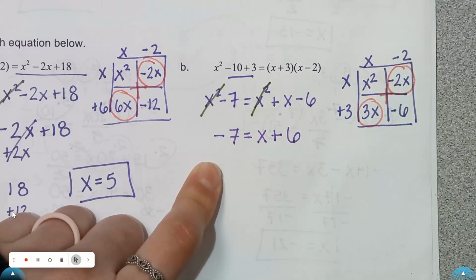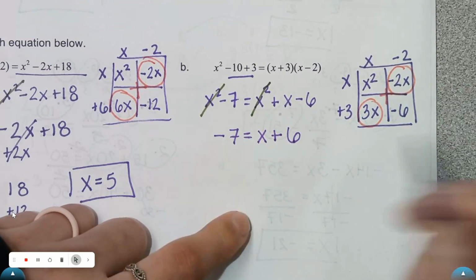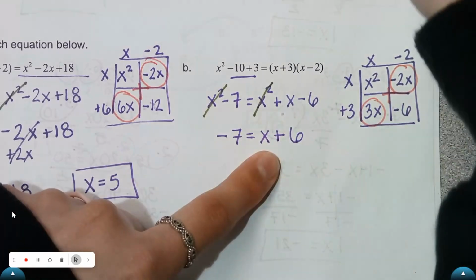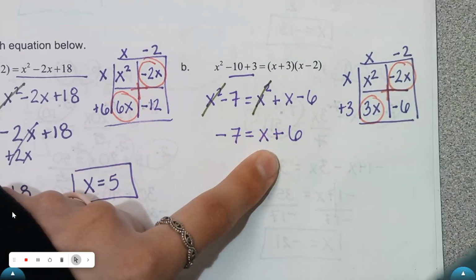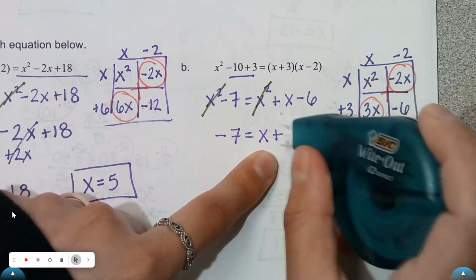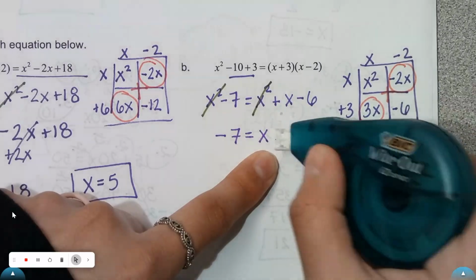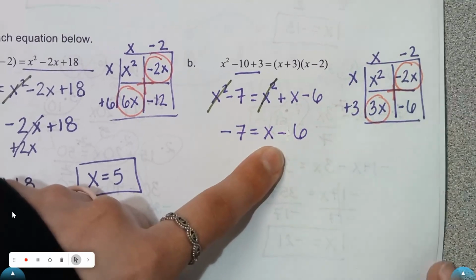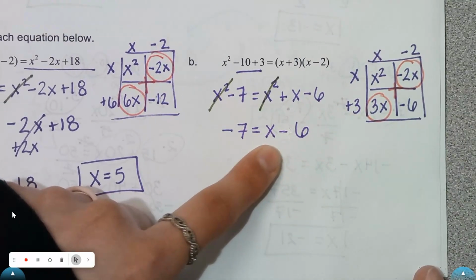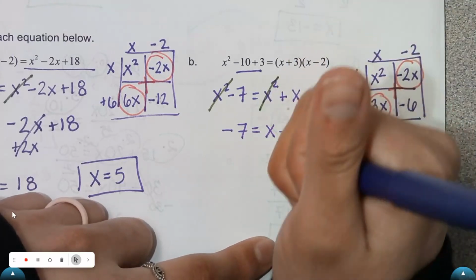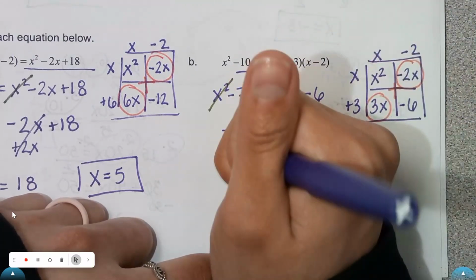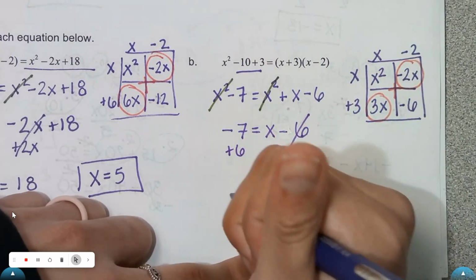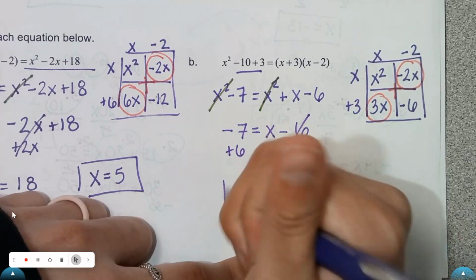And then because I want my x by itself, I'm going to subtract the 6 from both sides. Or this is minus 6. Sorry, I changed it to plus by accident. Here, let me change that. So this should stay as minus 6. Sorry. Then I'll add the 6 to both sides. These cancel. And so I'm left with negative 1 equals x.